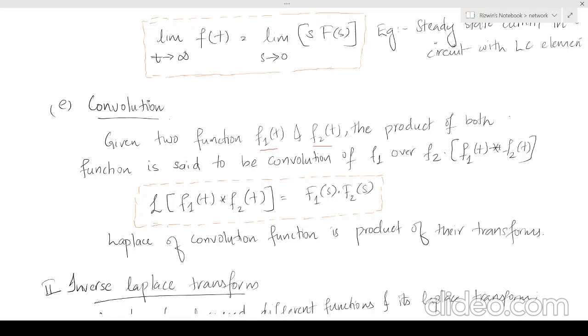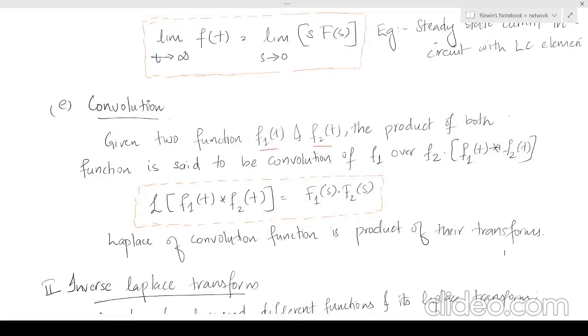The simplicity of the Laplace transform here is that, why we can't simply multiply both functions f1 of t and f2 of t is that there will be a value for each instant t1 of f1 as well as f2. So at each instant we should multiply. So that whole process is called convolution.